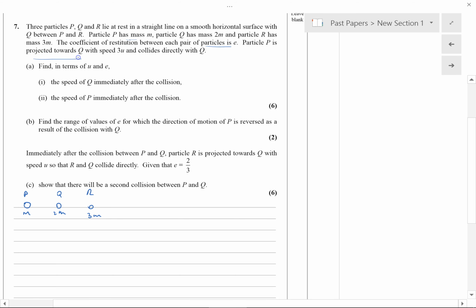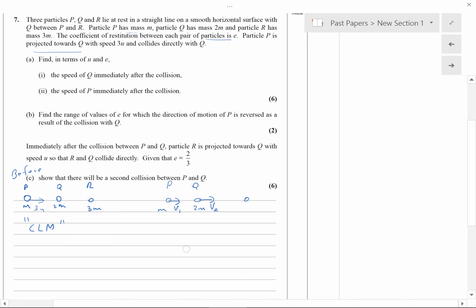Particle P is then projected towards Q with speed 3u and collides directly with Q. So that's our before situation. Then afterwards, obviously R hasn't done anything yet, it's still stationary, so it's only between P and Q at this stage. Let's call the speed of P V1, and the speed of Q V2, and obviously the masses are m and 2m.